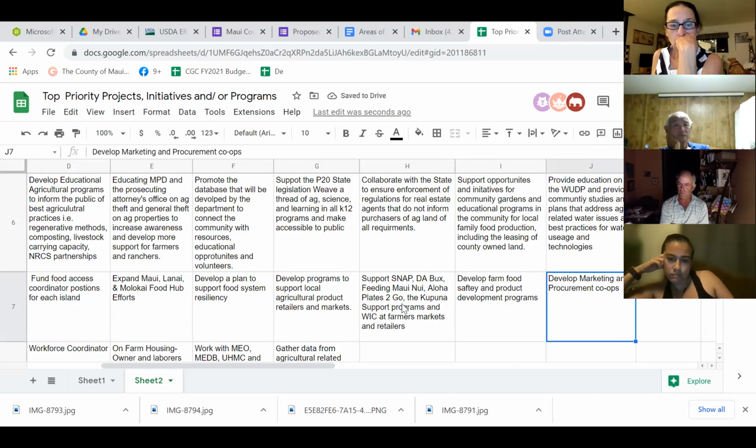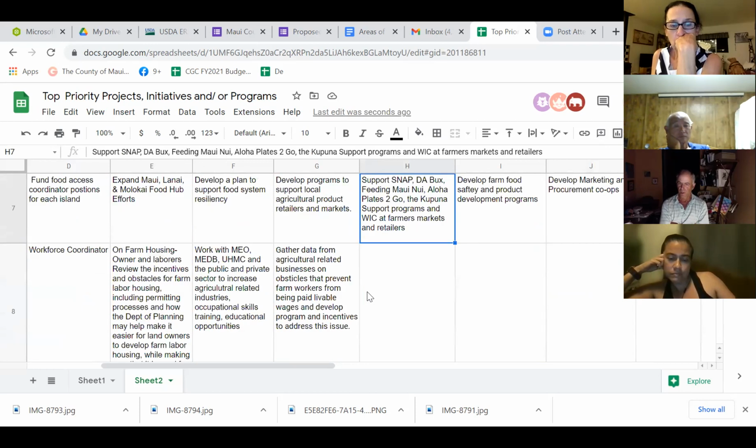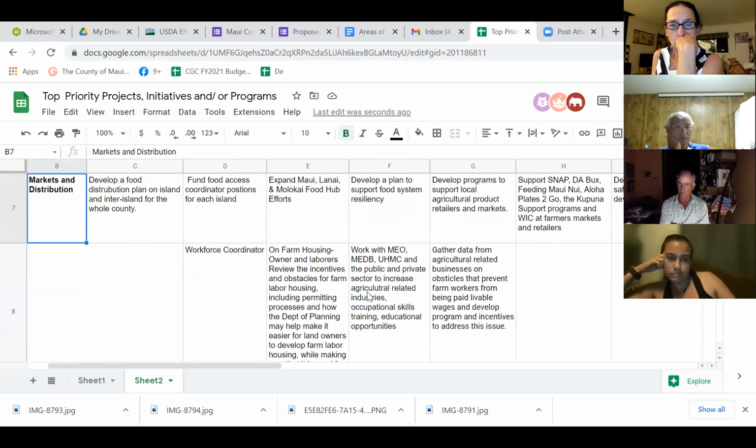Okay. And then develop farm food safety and product development programs. Develop marketing and procurement co-ops. Is the language okay on those, or do we add or change anything for markets and distribution?